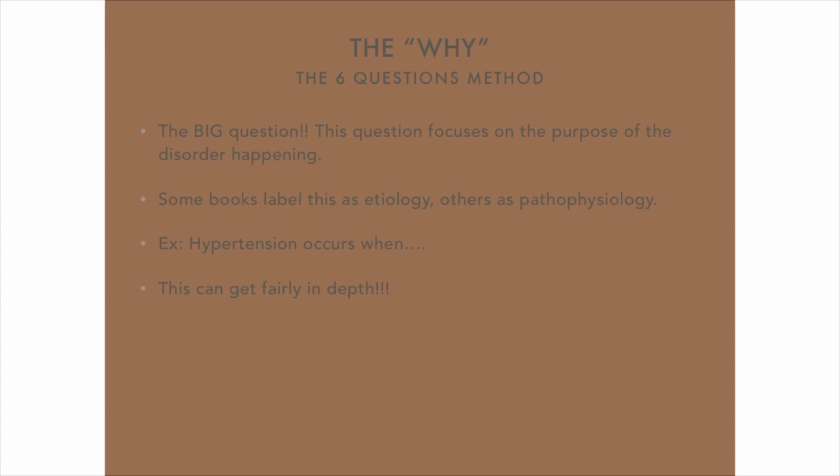Now, some textbooks, this is easy to find usually in your textbook because most textbooks specifically headline this. They usually either label it as etiology or the pathophysiology. And sometimes I guess this just depends on the area of the country you're in or where your textbook was published. But most textbooks have it labeled as pathophysiology. So the example is hypertension occurs when, and then whatever is occurring is going to be listed there.